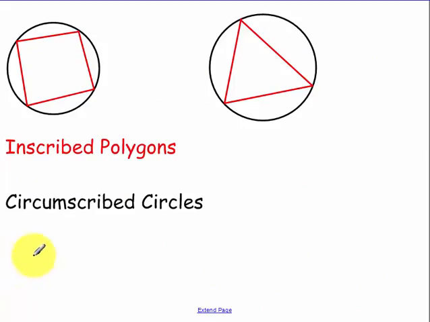Some other things that you guys need to understand. Inscribed polygons. Okay, an inscribed polygon is a polygon where all the vertices are on our circle. So these are each what we call inscribed polygons. So we have a quadrilateral over here and a triangle over here. These circles are what we call circumscribed circles. The circles are outside of the polygon.